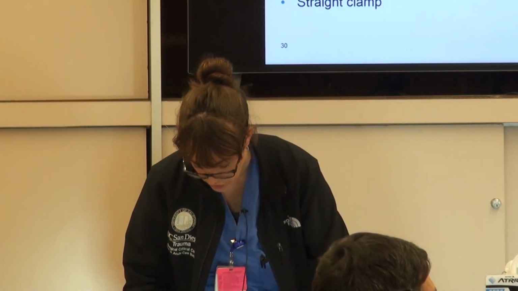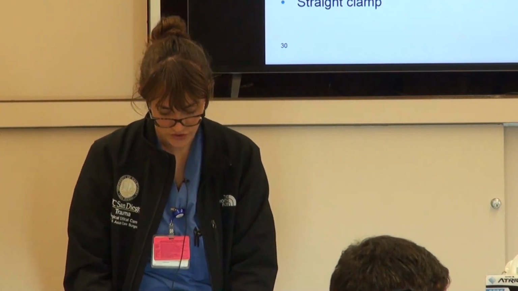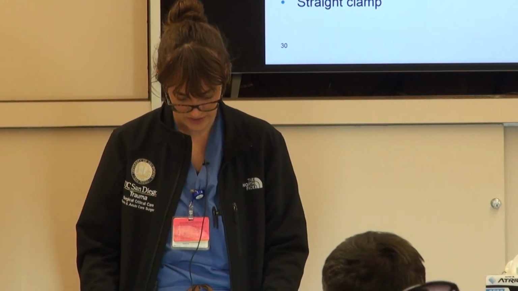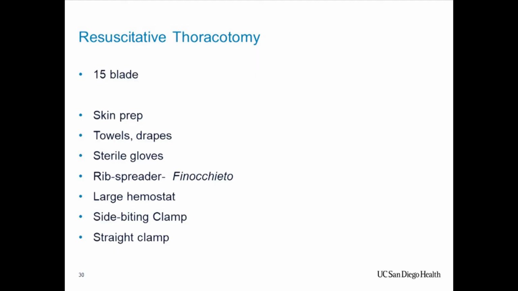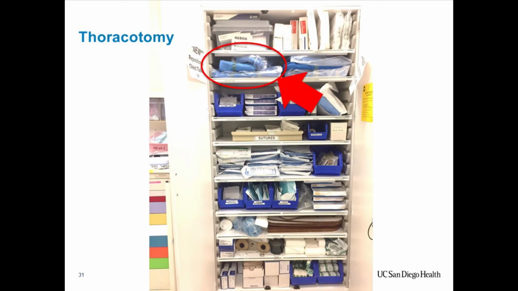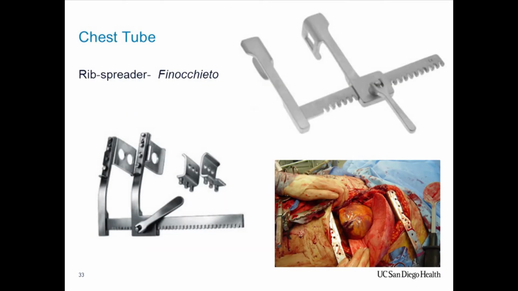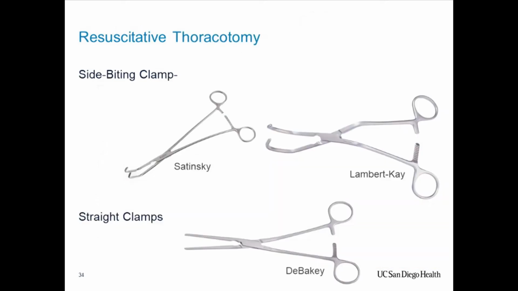So this chest tray, I don't know if this is the full one or not, has a bunch of other stuff. I'm going to show you the other stuff that's useful, and where it's located. Open chest tray. There's the Finochietto, and you can see down, and then you're going to have the crank down on the side here. Then they start yelling at you, oh, the side biting clamp, I need the side biting clamp. And you're like, what the hell is that? Okay, great.